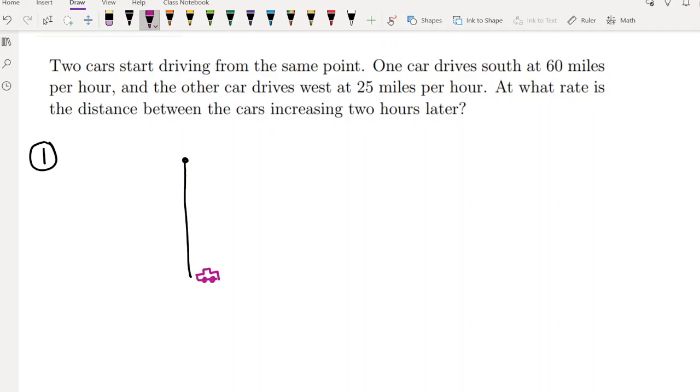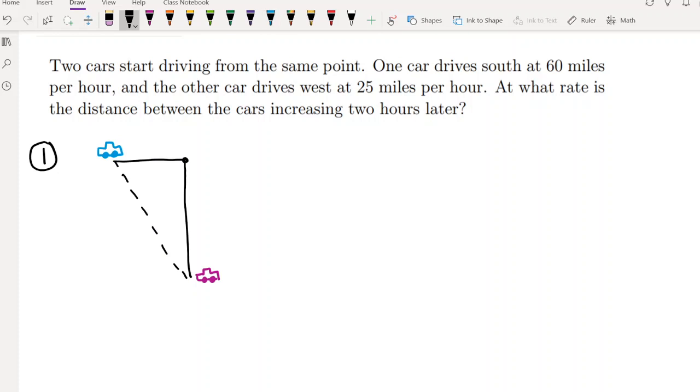Nice purple car. And then the other car is driving west, and notice it's going slower. It's going 25 miles per hour, so I'll make it a little bit less far. And maybe let's have this one be a blue car. If you look at what the question is asking, it's asking at what rate is the distance between the cars increasing. So that means we're not just interested in the lengths of the line segments that we just drew, but we also are going to be interested in this distance here. Because if we're talking about the distance between the two cars, that means the direct distance that we would get by measuring diagonally.